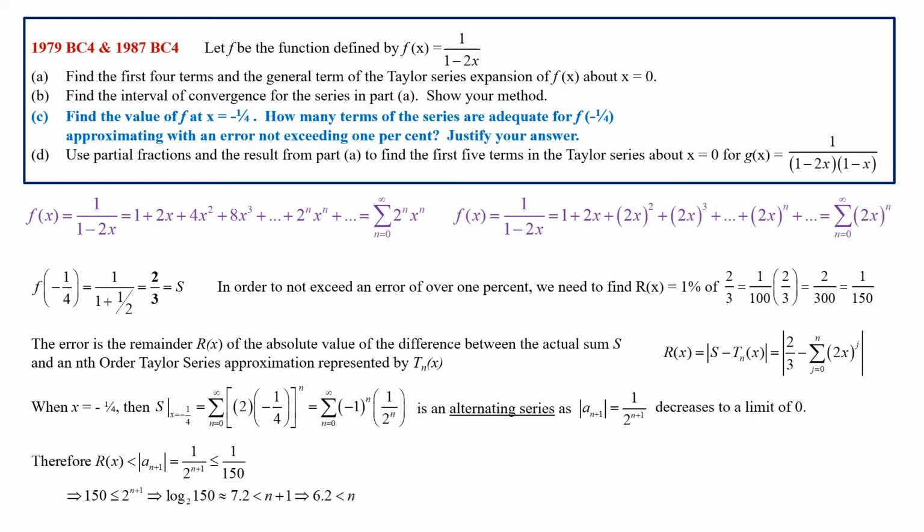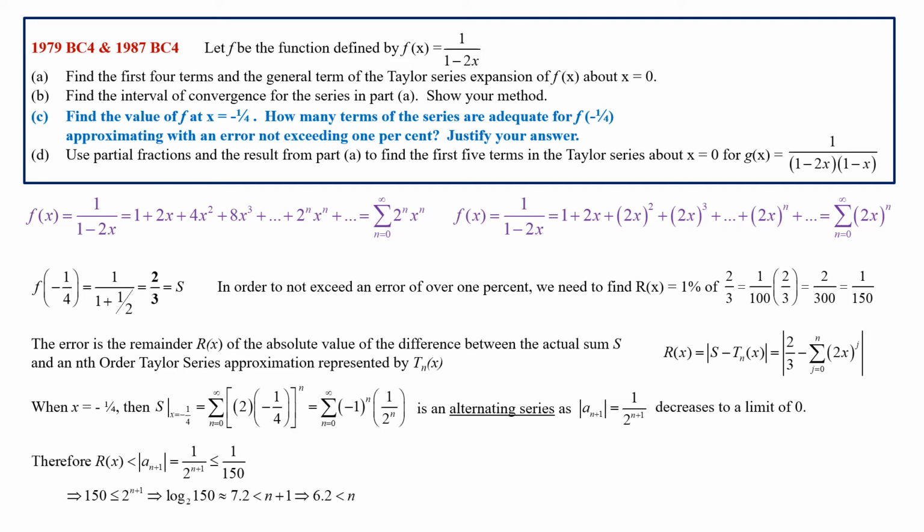Pretty wordy there, but in the end, I'm showing that a remainder is less than the next term, which is then going to be less than the rule that I want, which in this case is 1 over 150. So if I can solve 1 over 2 raised to the n plus 1, which is less than or equal to 1 over 150, I'm good to go. And so that's what I'm going to do. I'm going to cross multiply, get 150 is less than or equal to 2 raised to the n plus 1.